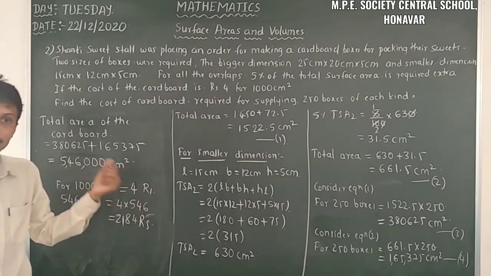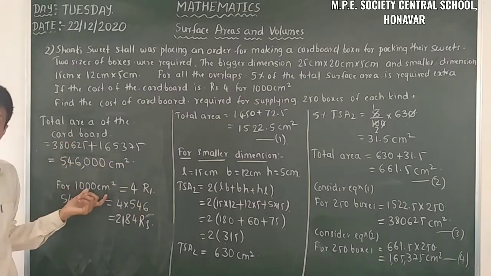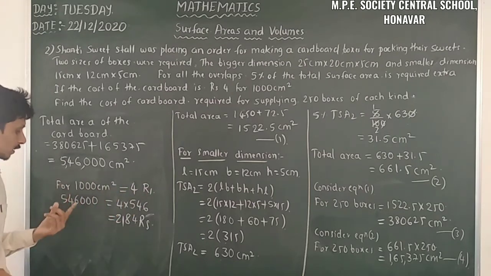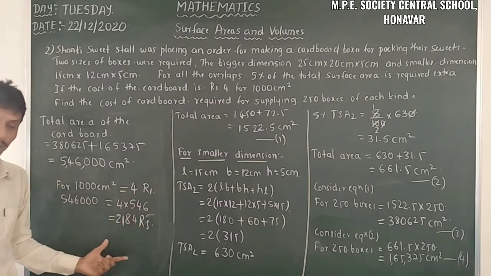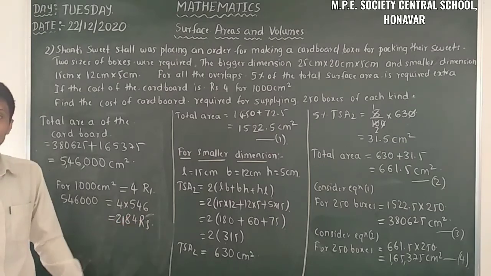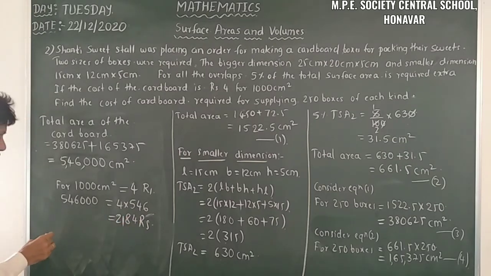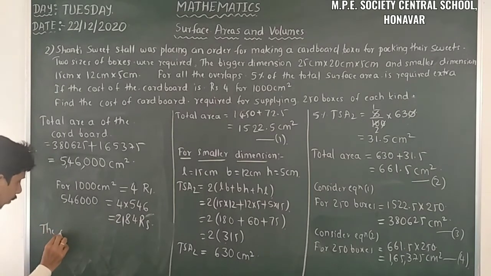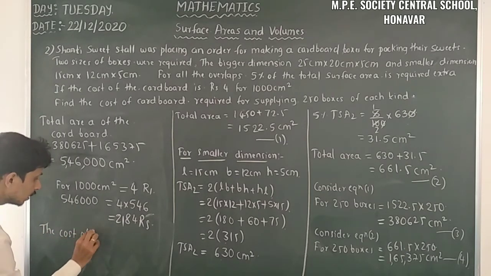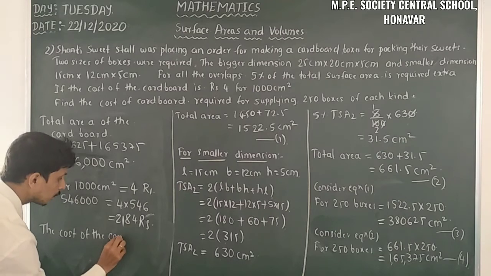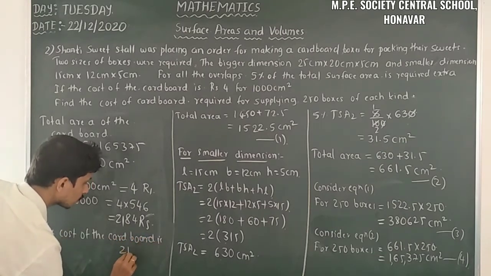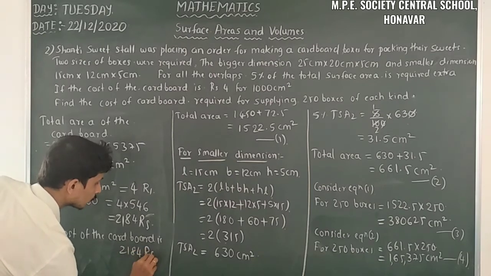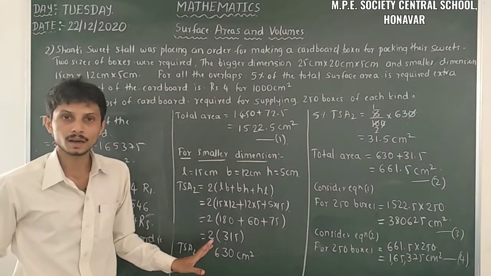So for making these 250 bigger boxes and 250 smaller boxes, it totally requires 5,46,000 centimeter square. Each 1000 centimeter square costs 4 rupees, so totally Shanti Sweet Stall has to spend 2,184 rupees. That is the cost of the cardboard. The cost of the cardboard is 2,184 rupees. So this is the answer.